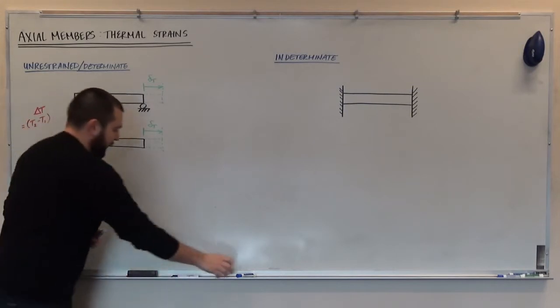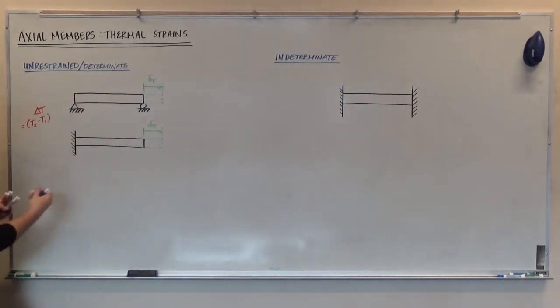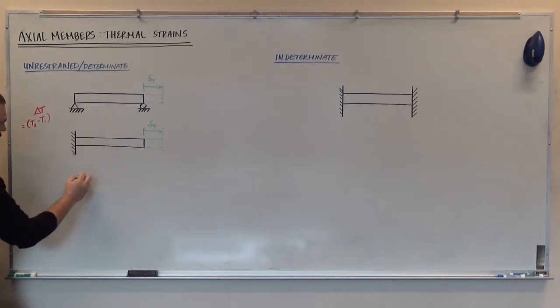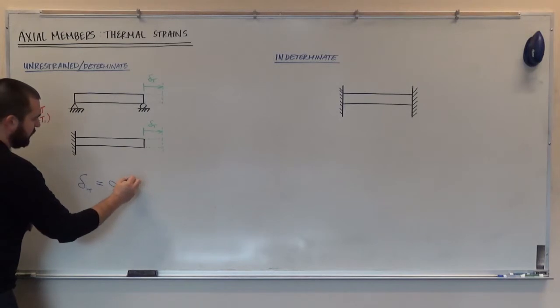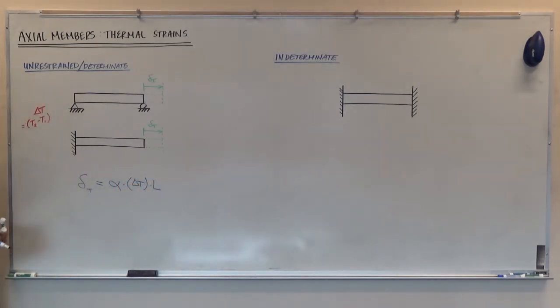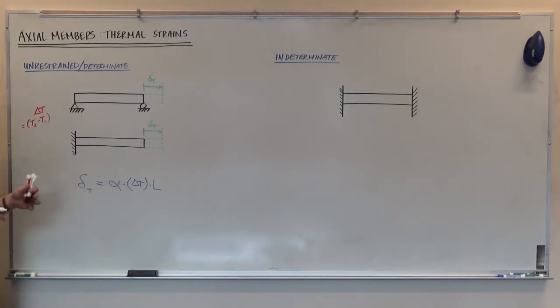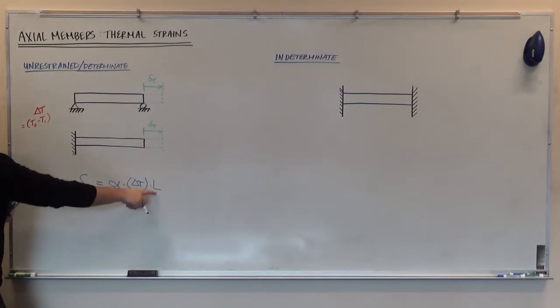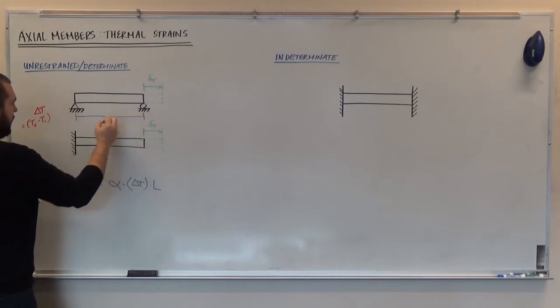And what we find and what the book tells you is that the change in length of an unrestrained axial member due to a change in temperature is equal to alpha times delta T times L. Now, we already know what delta T is. That's the change in temperature. Positive would mean an increase, negative would mean a decrease. L is simply the original length of the member.